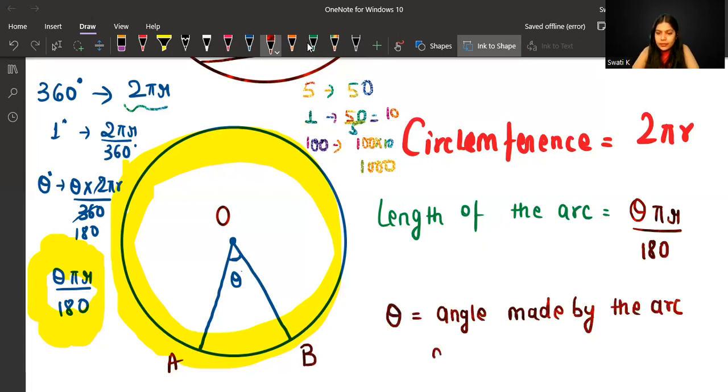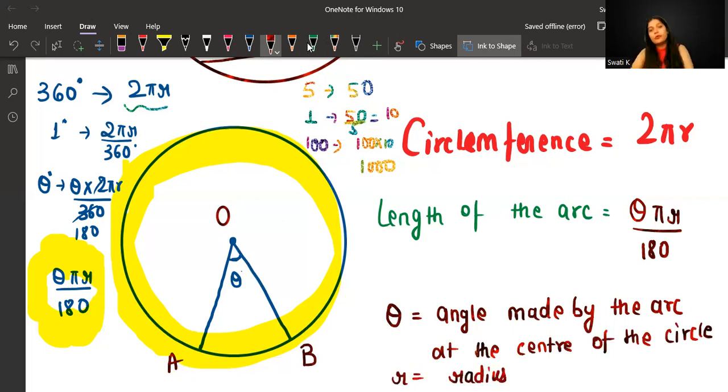At the center, okay, of the circle. What is r? Of course, I don't need to write it, but still I'm writing, r is the radius. Pi, of course, pi is either 22/7 or 3.14. And 180 is the 180 that we have got after simplifying the expression. Now, there is one very important thing I want to explain. I want to talk to you about pi. There are two values of pi that I have already said, 22/7 or 3.14.